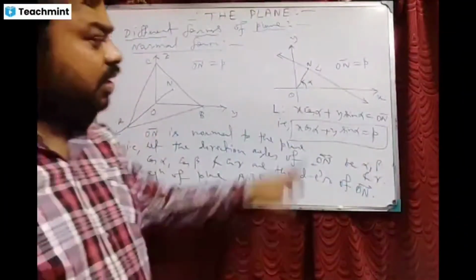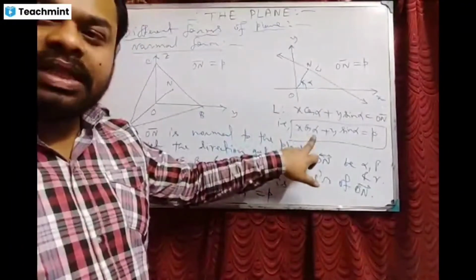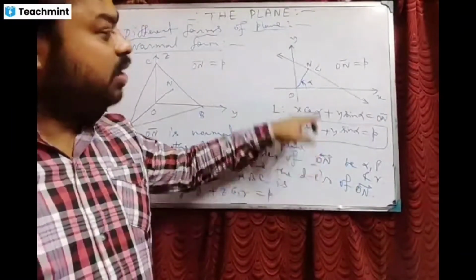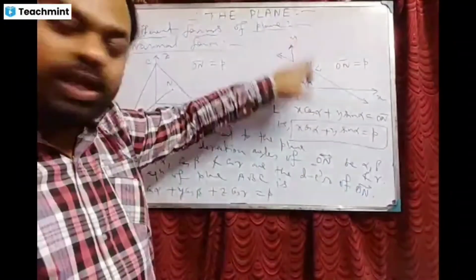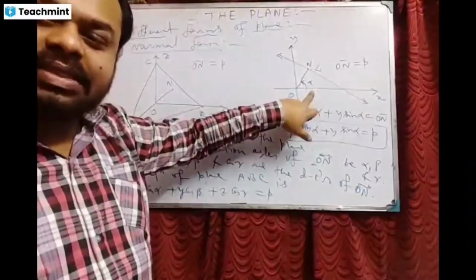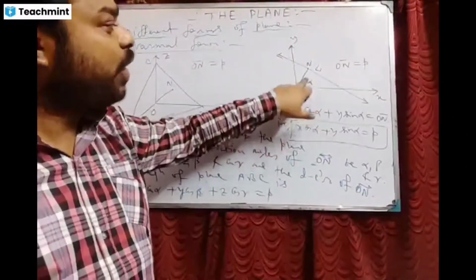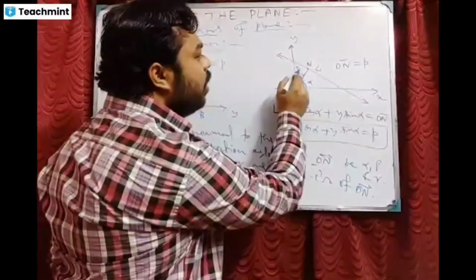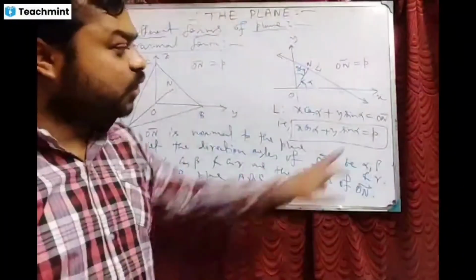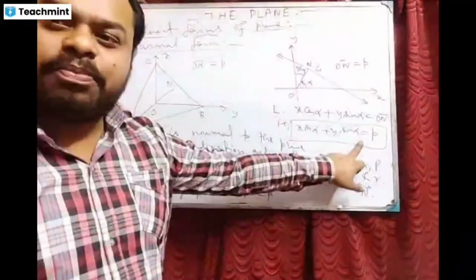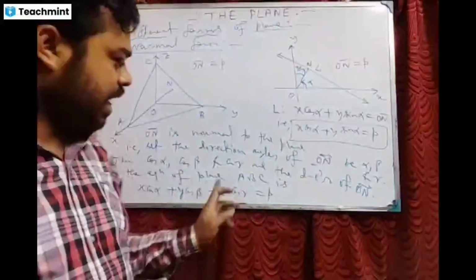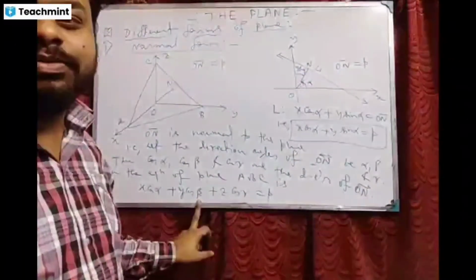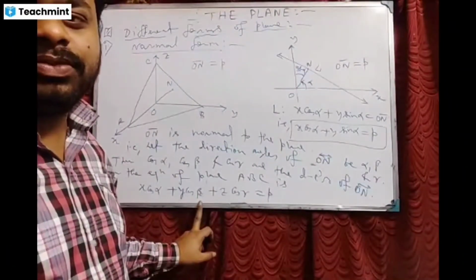Here, alpha is the angle the line makes with the positive direction of the x-axis. That means it makes an angle 90 minus alpha with the y-axis. So cos of 90 minus alpha is sin alpha. Here, this is beta. So this is the general form.